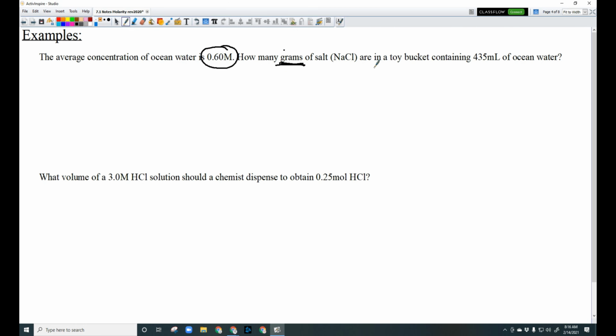All right, so here it is. How many grams? This is very common. Now we need to solve for moles, because remember, once we have moles, we can use the mole map to solve for grams. So moles is equal to molarity times liters. All right, so take your molarity, 0.60, times liters. This is in milliliters, so for liters, we divide by 1,000. So it's going to be 0.435 to convert that over to liters.